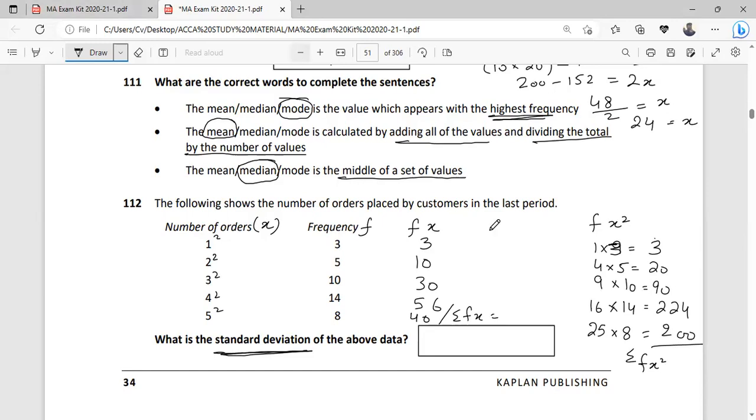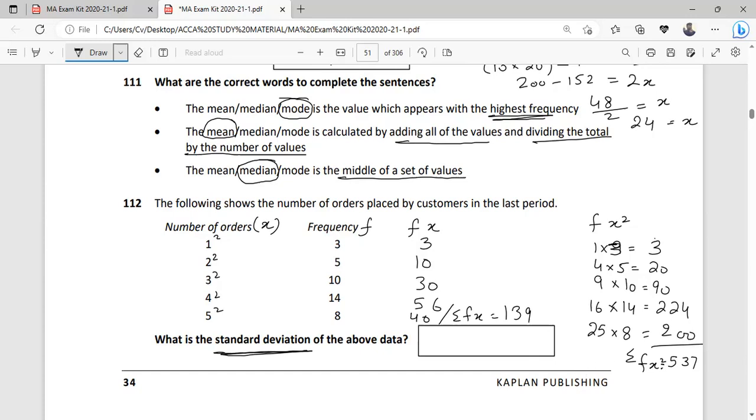So what is the sum of fx? 3 plus 10, 13, then 43, then we have 40, 83 plus 56, it is 139. Similarly, we can add this 23 plus 90, 113, then 224, then 200. So its sum is 537.